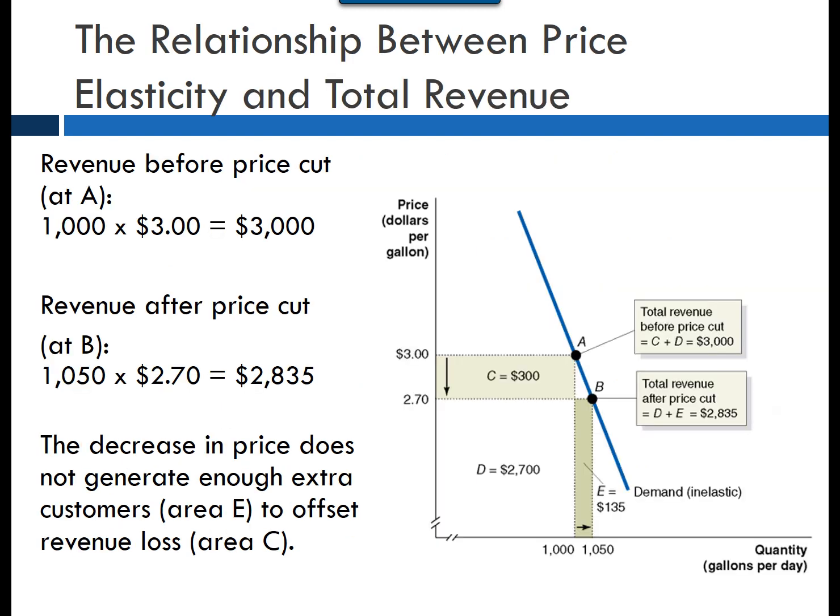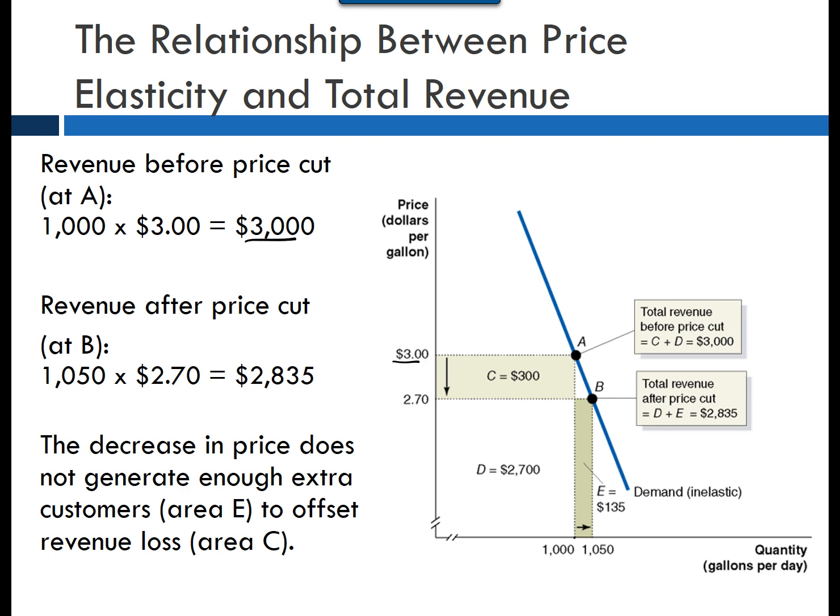So let's look at this one. I think we looked at this example before. Before, I was at point A here, okay, and I was selling at $3 a unit, and I was selling 1,000. This was the example that we used earlier. So my total revenue is 3,000, okay.